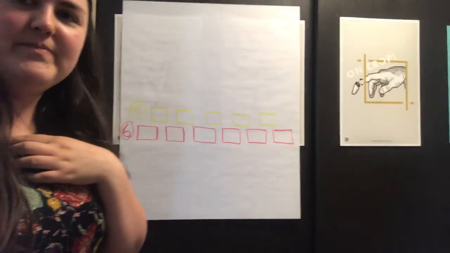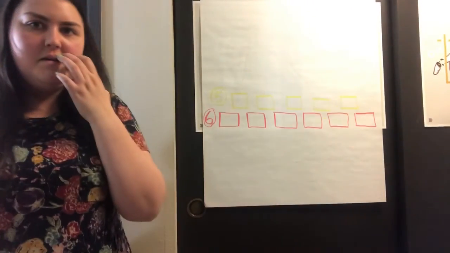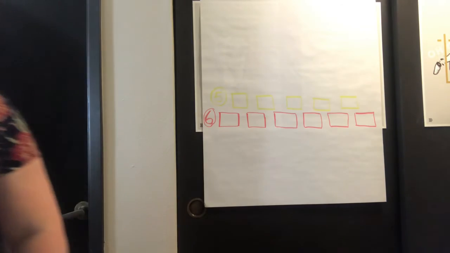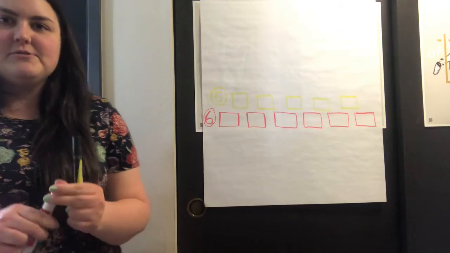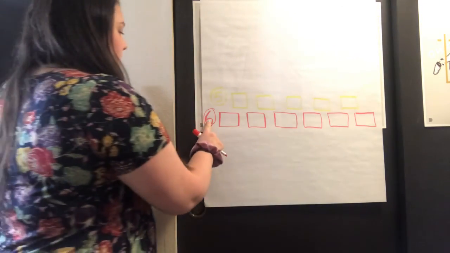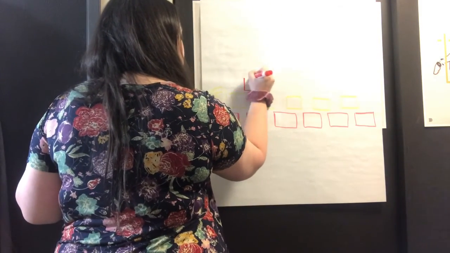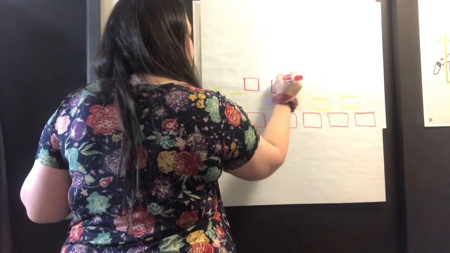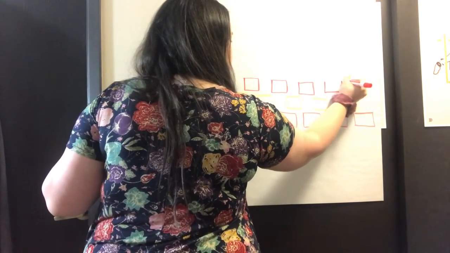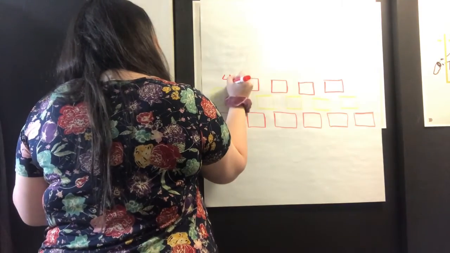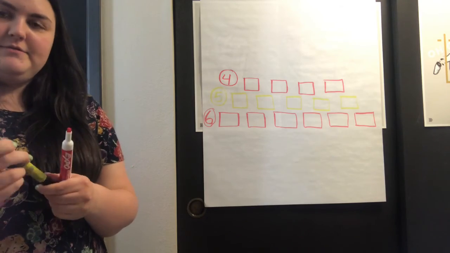All right, here we go. All right, so let's finish out the pattern. If you're not done, you can pause the video and give yourself some more time. So if this was 6 and this one was 5, the next red row is going to have 4. And then what will the yellow row have?